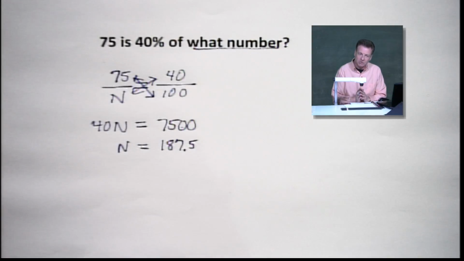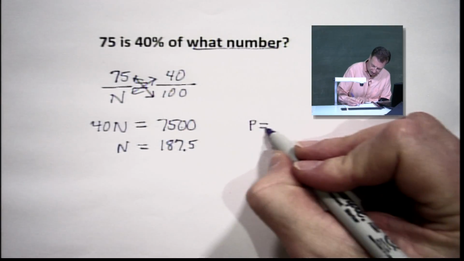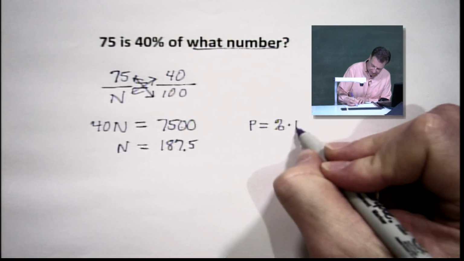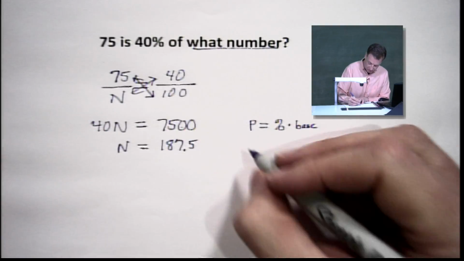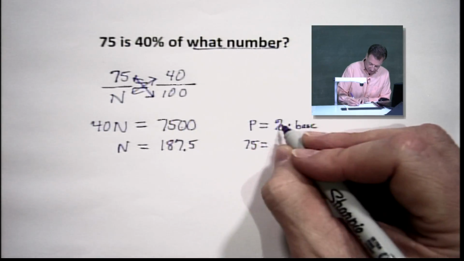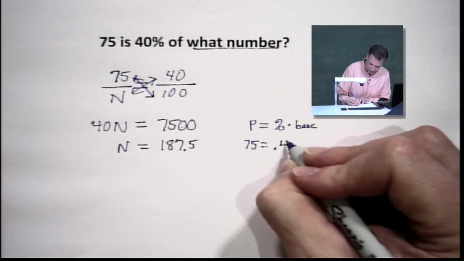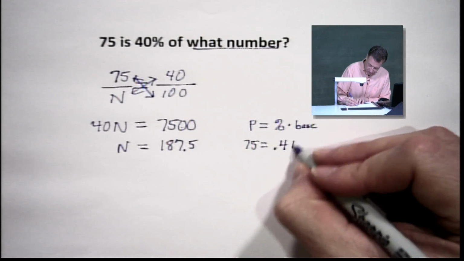Now, you say, Ernie, how would we have done that on the other game over here? Well, we would have used our part equals the percent times the base. We're looking for the base, right? So here's what we'd have. We'd have the part at 75. Our percent is going to be 4/10, because remember we changed it to a decimal, times some value, we'll call it n.